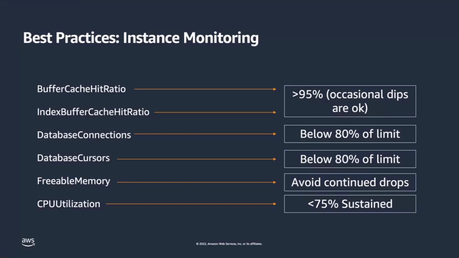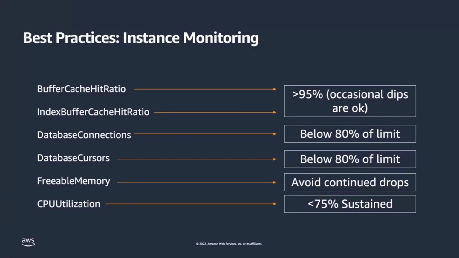So to sum up the section here on instance monitoring, a couple of best practices for monitoring and alarming on these metrics is you want your cache hit ratios as high as possible, right? Ideally 100%, but certainly over 95. And you may see occasional dips, especially during periods of heavy write operations. But again, we typically like to see these 95% or higher. Database connections and database cursors should be under 80% of your instance's limit.